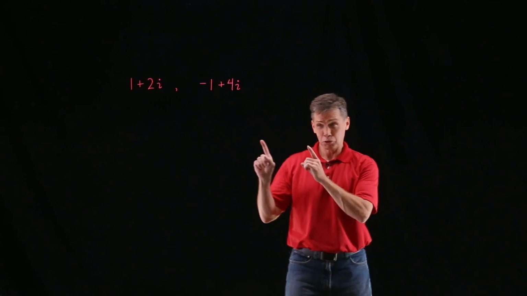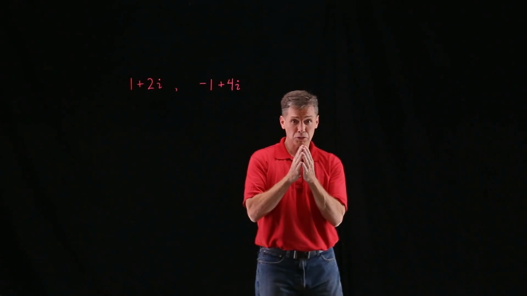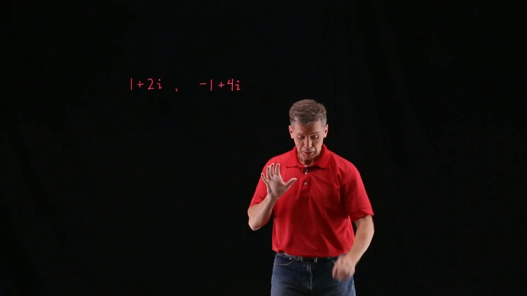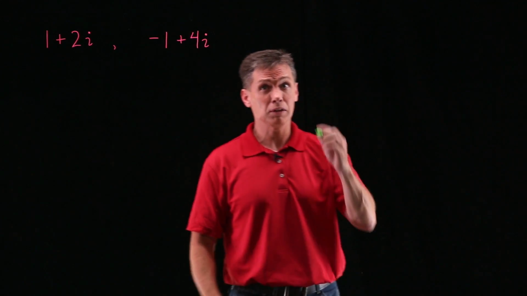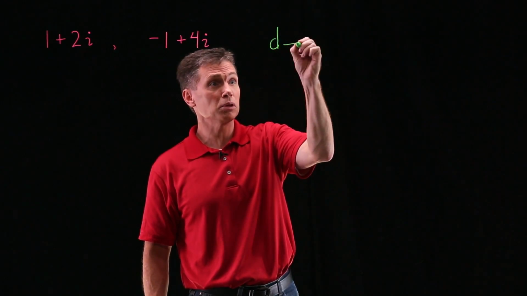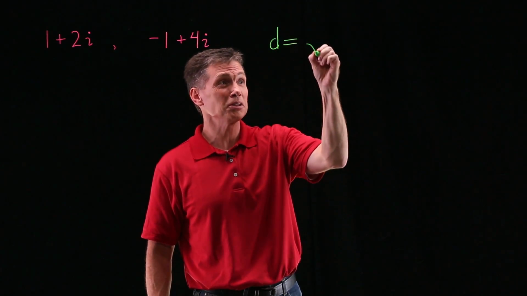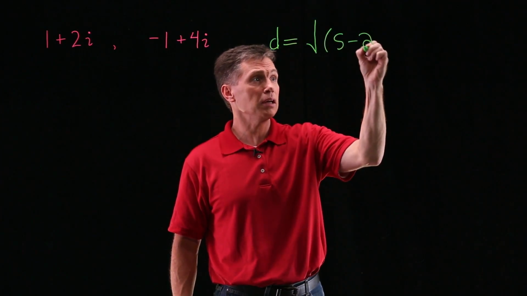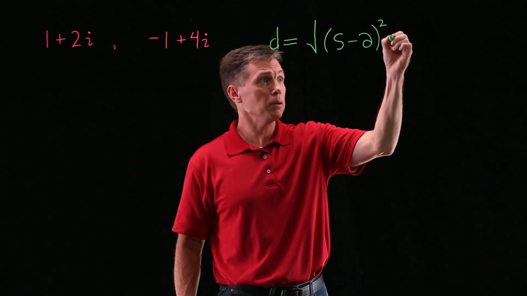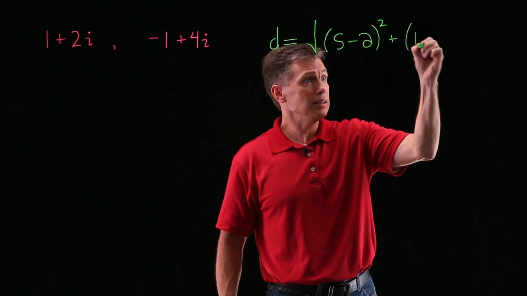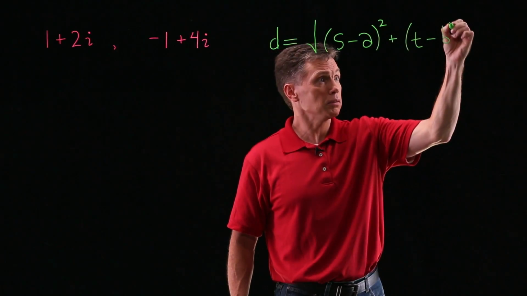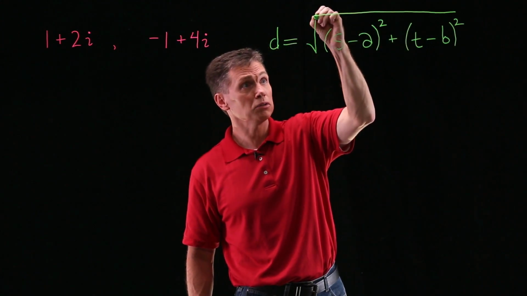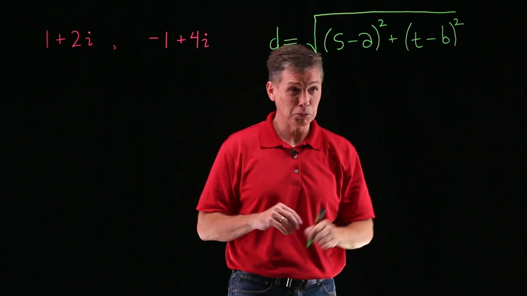In this problem, they give us two complex numbers, and the directions ask us to find the distance between those two complex numbers in the complex plane. All right. What I'll suggest this really starts with is a formula that we have for distance. So you've got to know your formulas. And this one equals the square root of (s minus a) squared plus (t minus b) squared, and then close your radical hat. And yeah, that looks like pretty much any other distance formula if you see what's going on there.